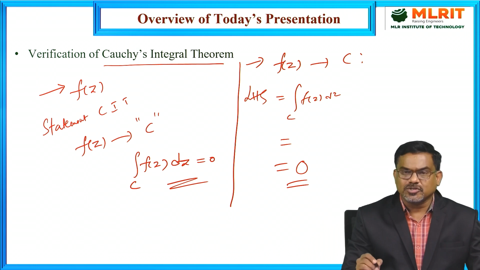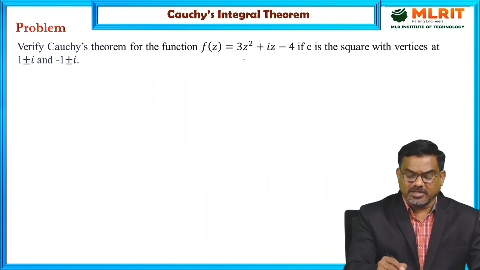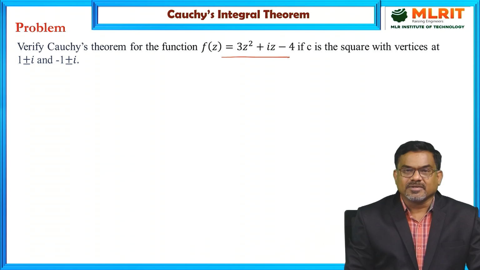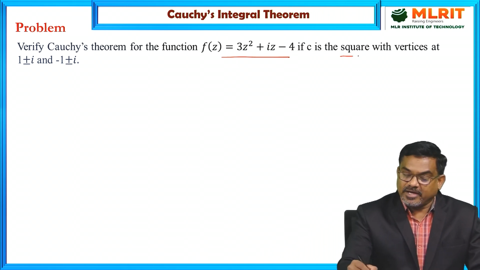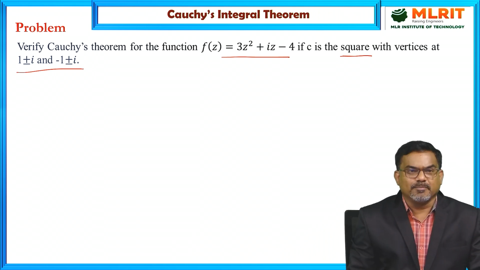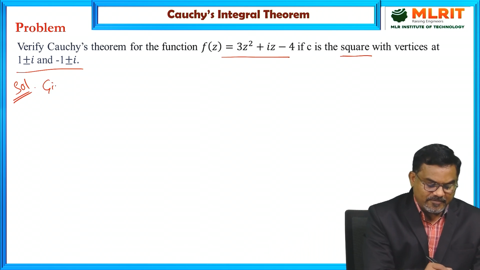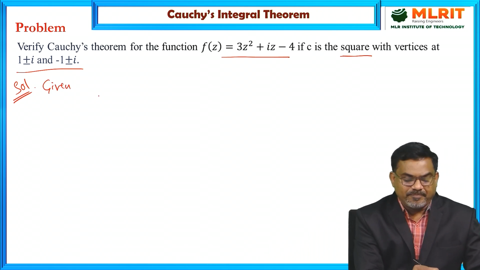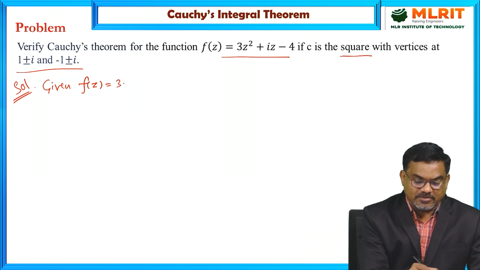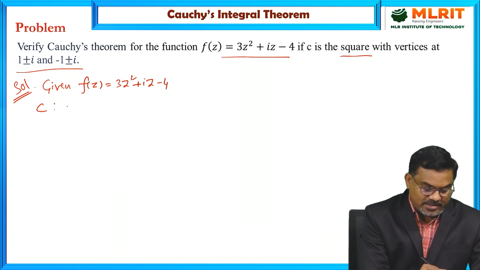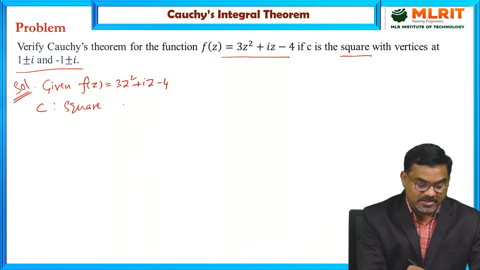So, here I am going to verify the Cauchy's integral theorem for one more function, which is 3z square plus iz minus 4, along a square with vertices 1 plus i, 1 minus i, minus 1 plus i and minus 1 minus i. Coming to the solution part, given: f of z is 3z square plus iz minus 4, and the curve C is a square with vertices z equal to 1 plus i, 1 minus i, minus 1 plus i, and minus 1 minus i.